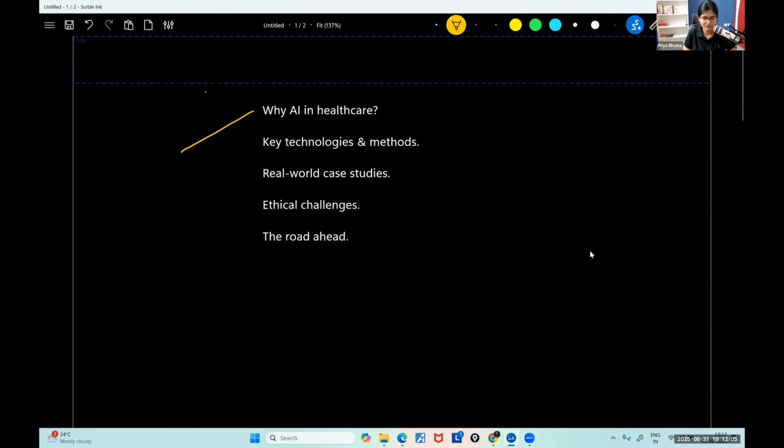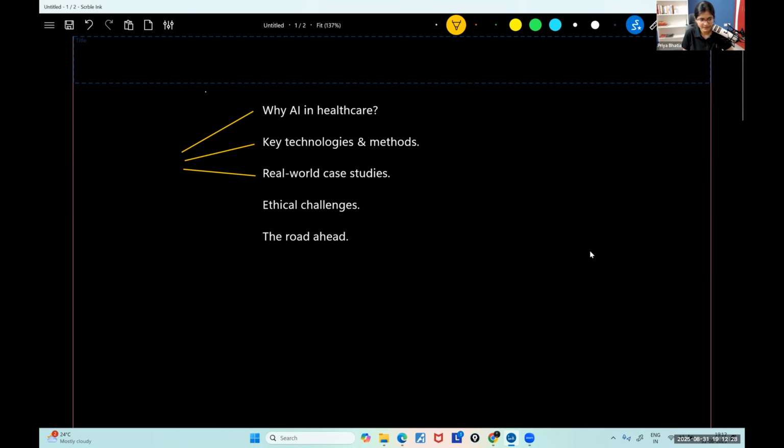We will start our today's agenda with a focus on why there is a need of using AI in the healthcare domain. Then we will talk about what are the current technologies and methods which are being used in this domain. Then we will talk about the real world case studies, where I will share my own research paper as well with you all.